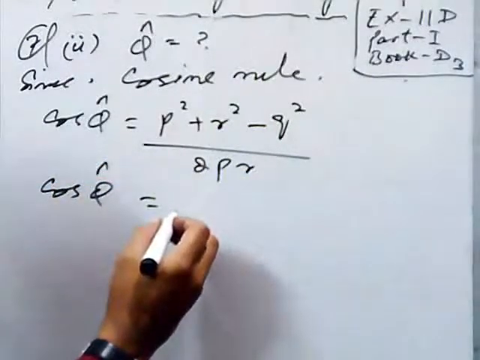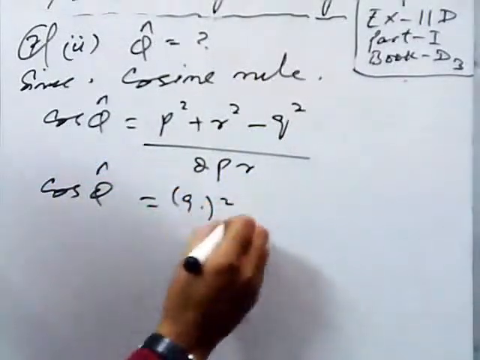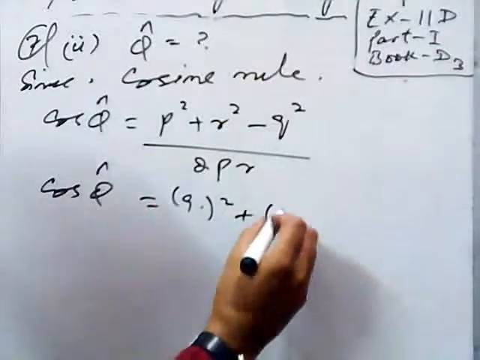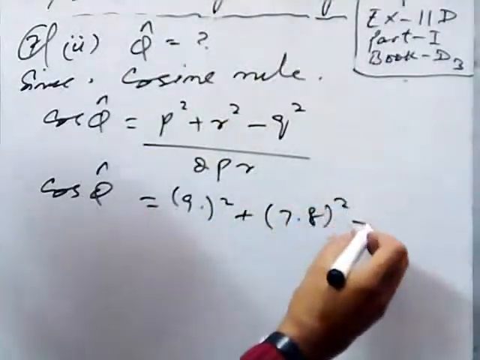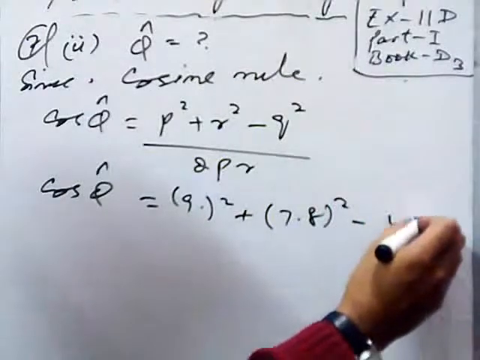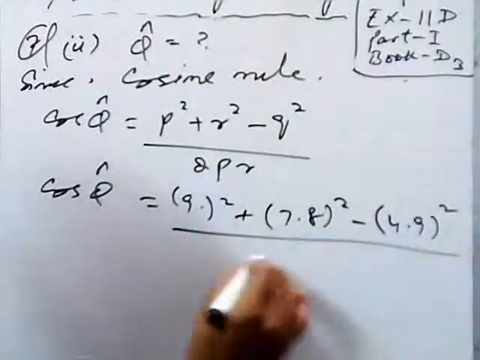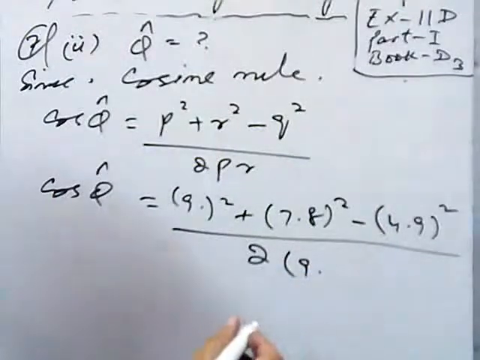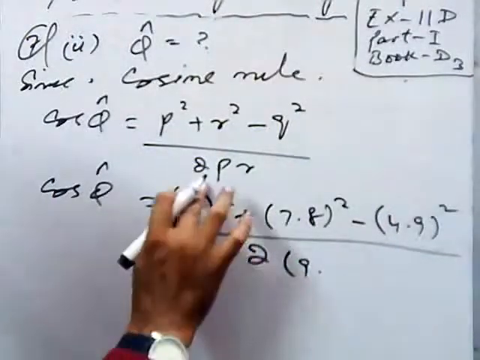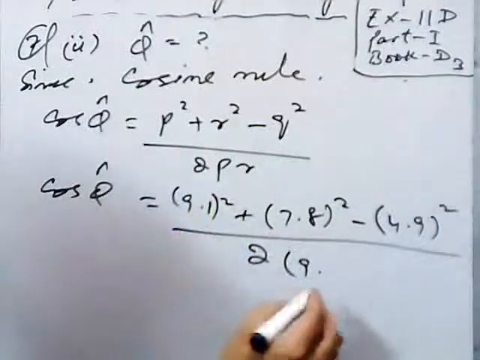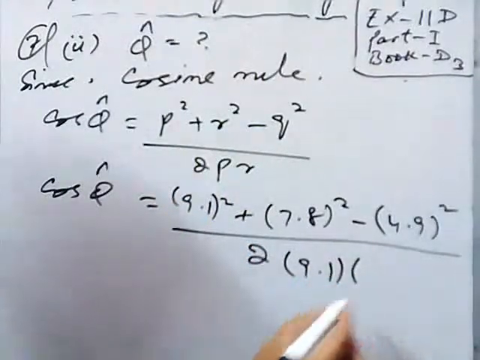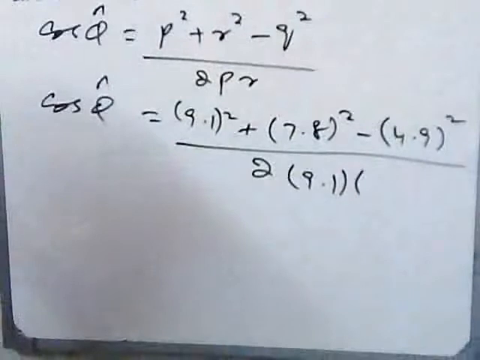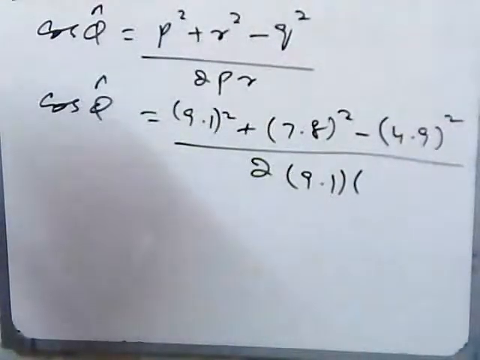So we have to find the values of Q. First we have to put the values, that is 9.1 plus the value of R is 7.1 and the value of Q is 4.9. So the value of P is 9.1 and the value of R is 7.8.